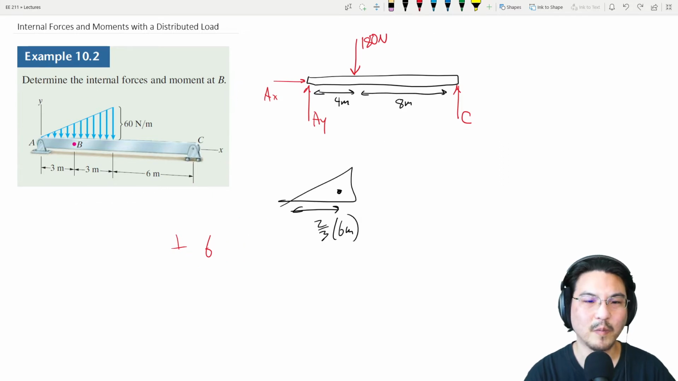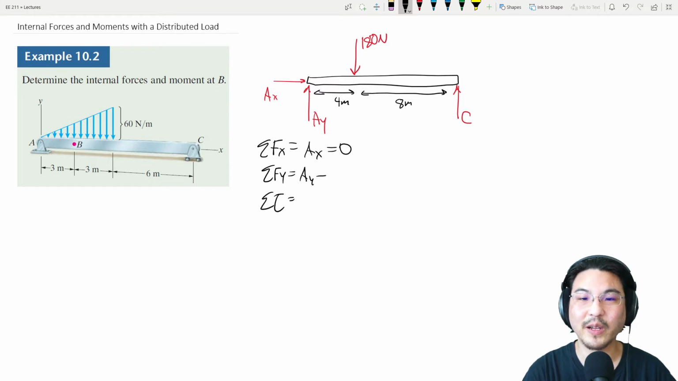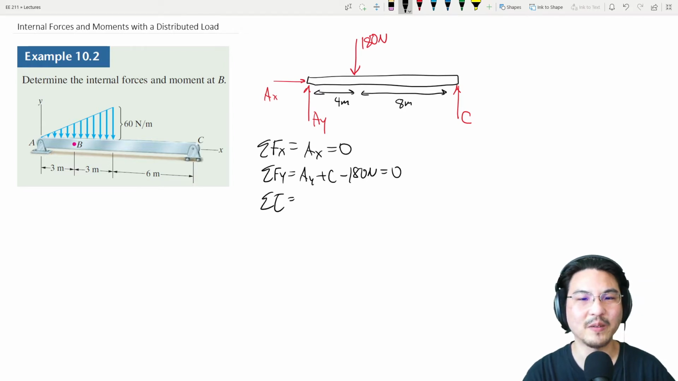And now let's solve for the reactions at the supports. Okay, so in the x direction, we got AX and nothing else. In the y direction, AY plus C minus 180 equals 0. And then let's sum torque about anywhere we want. How about over here?